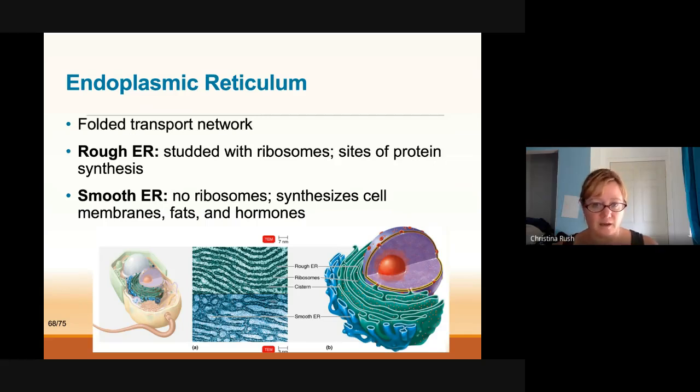Many proteins are not functional until they are folded properly, meaning they have to have a specific three-dimensional shape in order to be functional instead of just a long chain. The smooth ER does not have ribosomes. It synthesizes cell membranes, fats, and hormones.